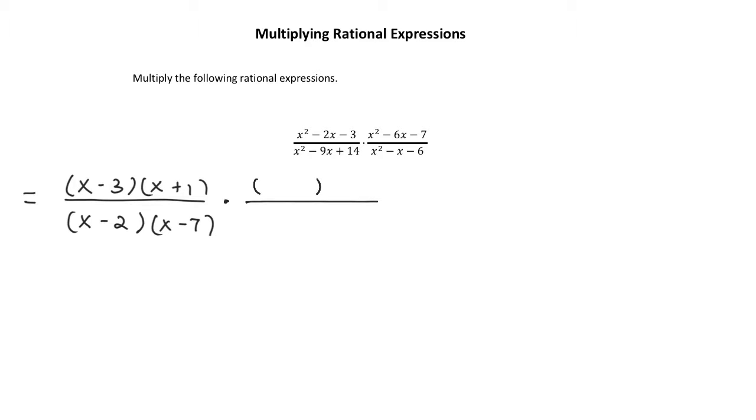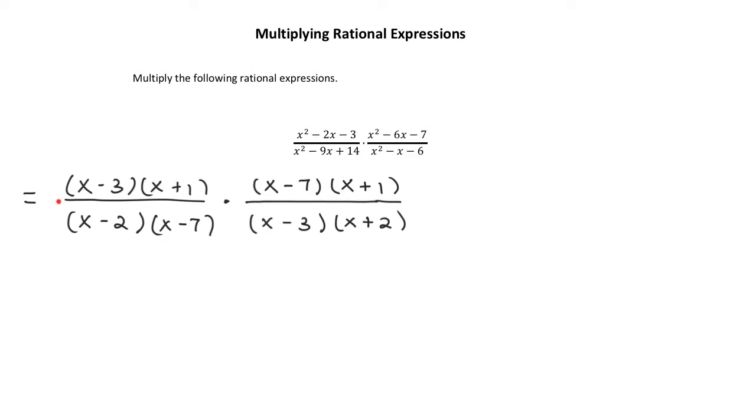But let's try the same thing for the second fraction. Again, I'm hoping that this factors. For x squared minus 6x minus 7, I have x and x. So it'll be a minus 7 and a positive 1. For the denominator, an x and an x. That's going to be a negative 3 and a positive 2.